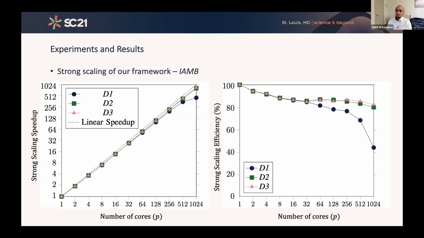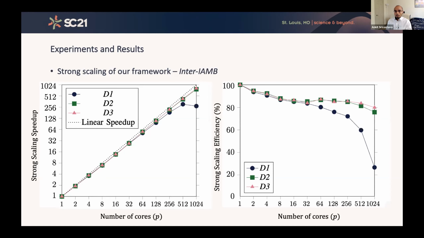Efficiency for D2 and D3, the two bigger data sets, is above 80% using IAM. For D1, it starts falling when we are using more than 256 cores. And that's because for D1, you can learn the network within 4 seconds using 256 cores or more. So communication overhead takes over at that point. We saw a similar scaling pattern for inter-IAM as well.